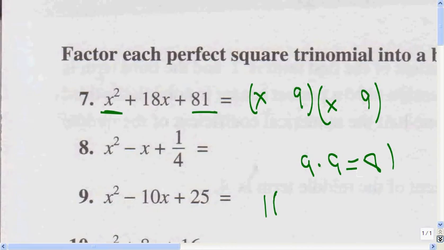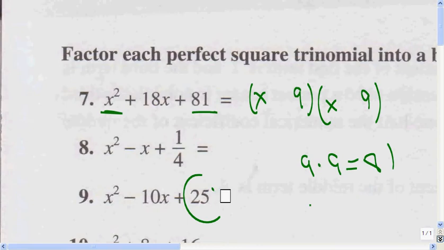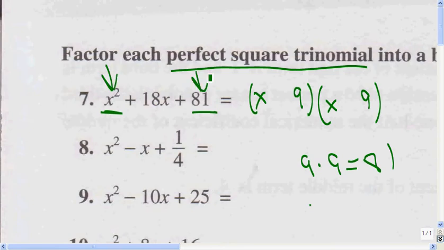So the square root of 100 equals 10. The square root here of 25 is 5, because 5 times 5 is 25, and 10 times 10 is 100, you see? Since they tell us these are perfect square trinomials, that means that the square root of this one and the square root of this one are the factors that you're going to use to factor the trinomial.